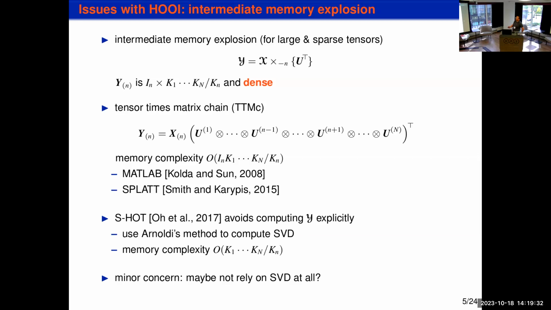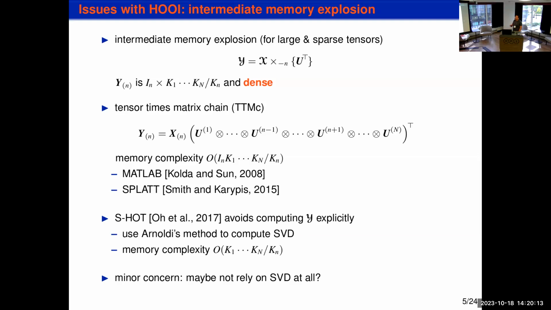You're dealing with, perhaps nowadays everybody is dealing with, large and sparse tensors. So we're going to use some kind of sparse data structure to store the tensor, and therefore in this multiplication you can exploit sparsity. But what is this Y? After all of these multiplications, essentially it's going to be dense, okay? But the size is there. And for some of the applications, this could be a very, very large and dense matrix, okay?